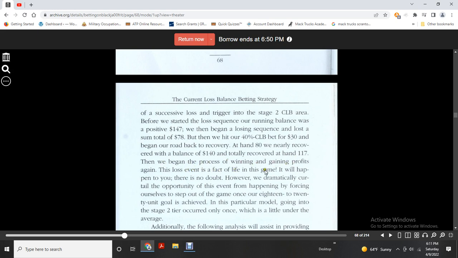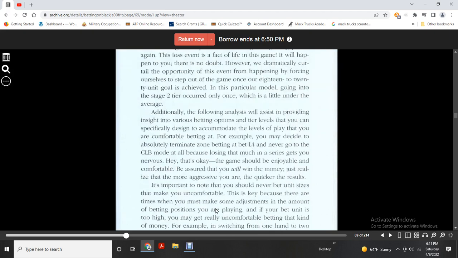Lots of it, in fact, with the life of the game, and it will happen to you, with no doubt. However, it dramatically will occur and trail off by forcing ourselves to step out of the game when the 21-22 goal is achieved. In particular, going into stage 2, the terrier occurred only once, which was a little under the average. Additionally, the following analysis will assist in providing insight into the various betting options within the terrier level, so that you can specifically design a plan at the level you are comfortable playing at.